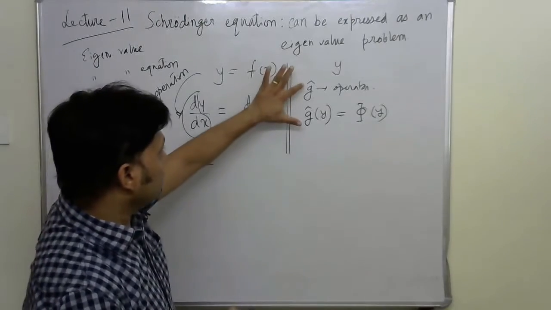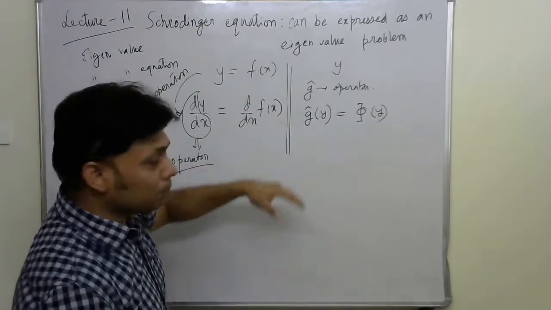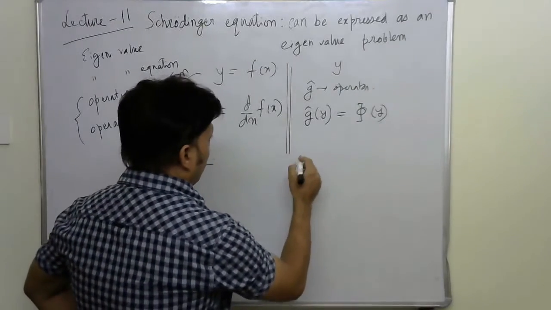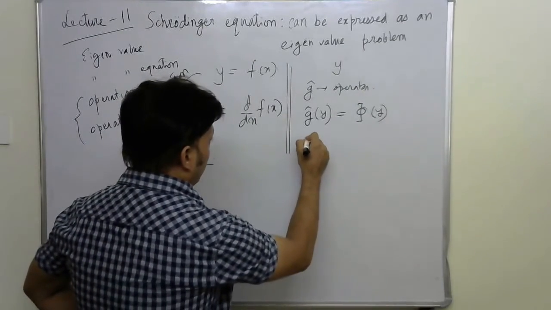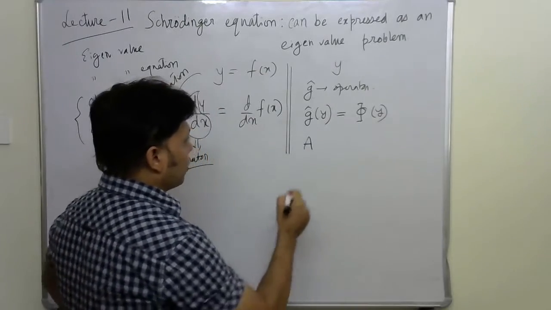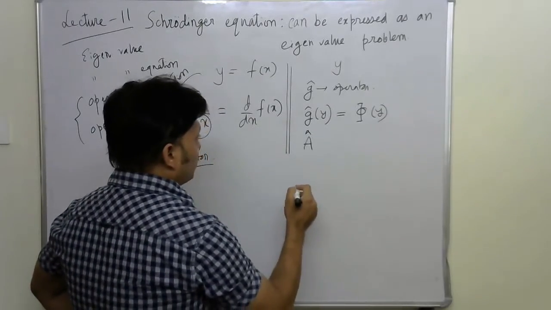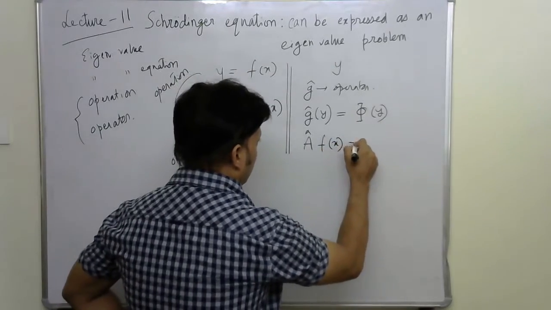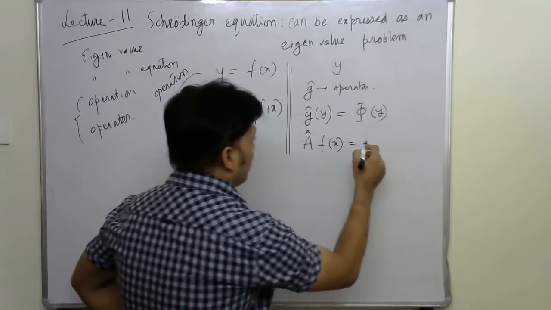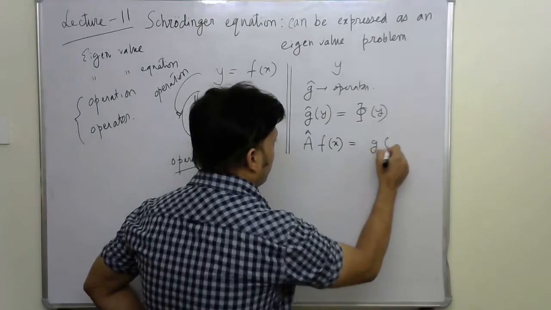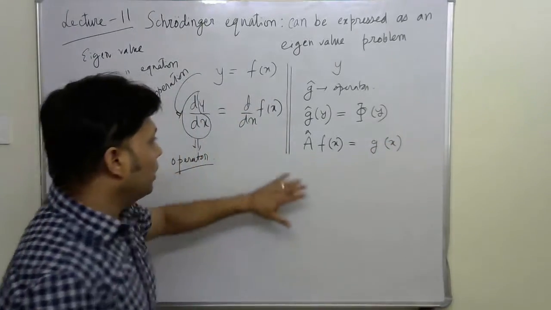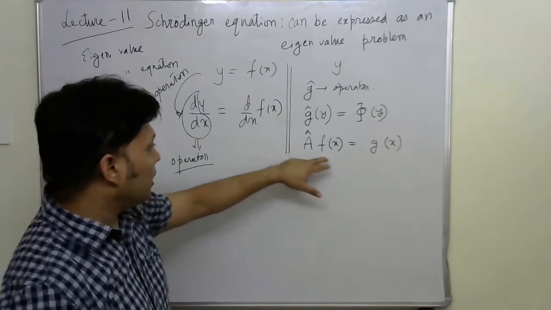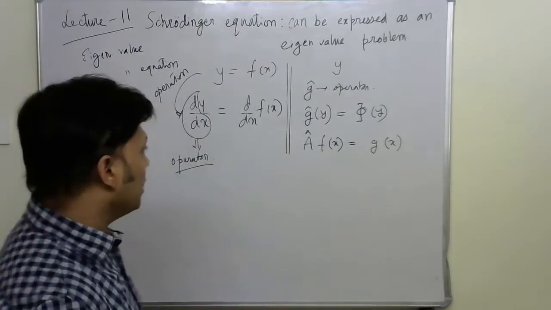Okay, so this sign represents an operator. Like we can again write, suppose A is an operator. A operates on a function f(x) and is equal to, then we get a function g(x). So here we have an operator A, and this is the operation, and we get g(x).